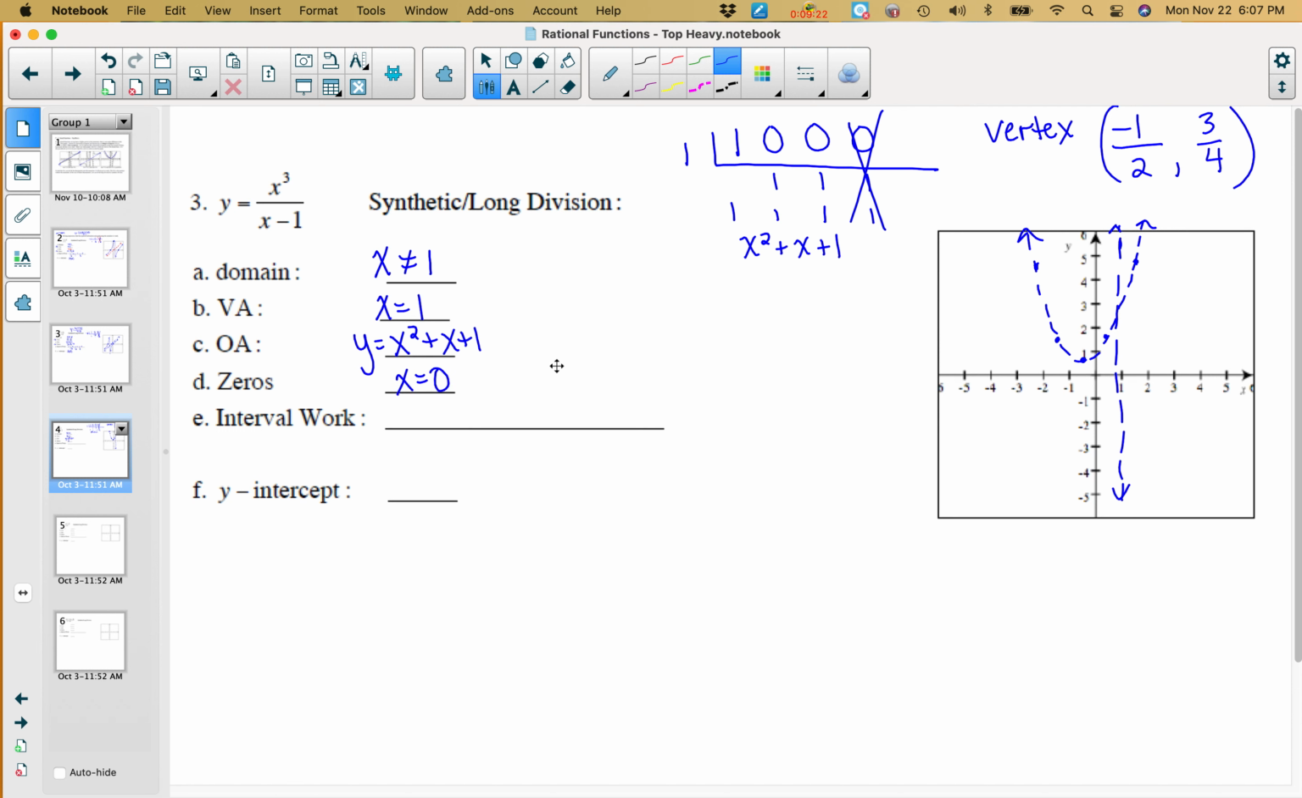Next, I find the zeros, set the numerator equal to 0. We get x equals 0, so I'm going to plot that point. And my interval work, I'm using my vertical asymptote and my 0. And let's check out the y-intercept. Well, we see that's 0.